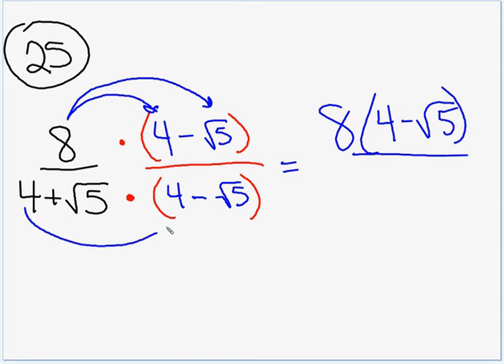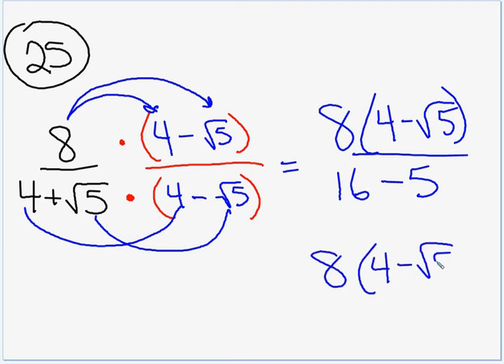Denominator, we take the first term times the first term. 4 times 4 is 16. Minus, it's always minus. Root 5 times root 5 is 5. And our numerator will leave, again, that undistributed. Denominator, 16 minus 5, that is 11.